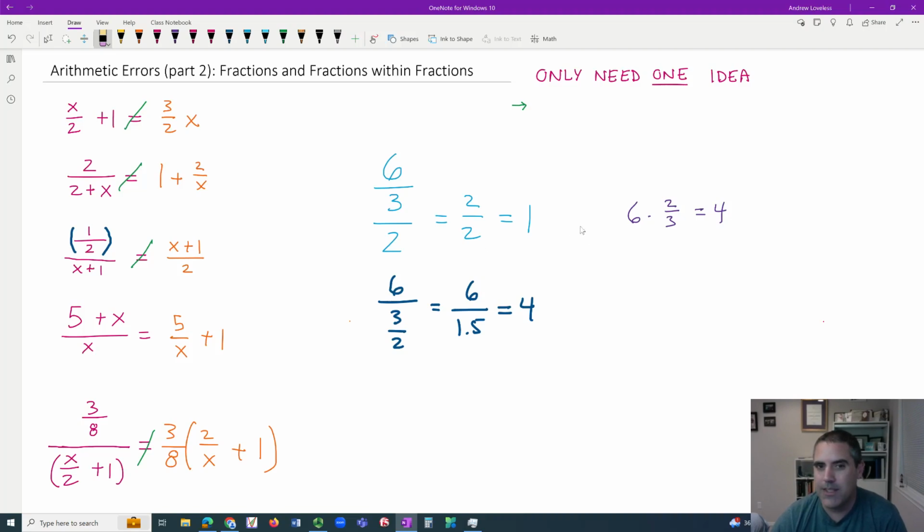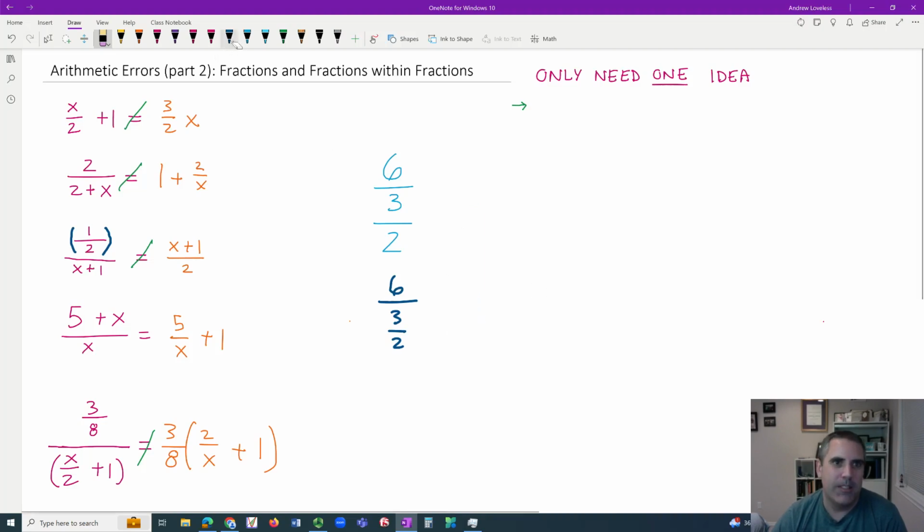Okay, so I don't ever use this idea of flipping. Instead, if somebody gives me a fraction, I ask them where the big bar is. So where is the big bar? So in this case, the big bar is here.